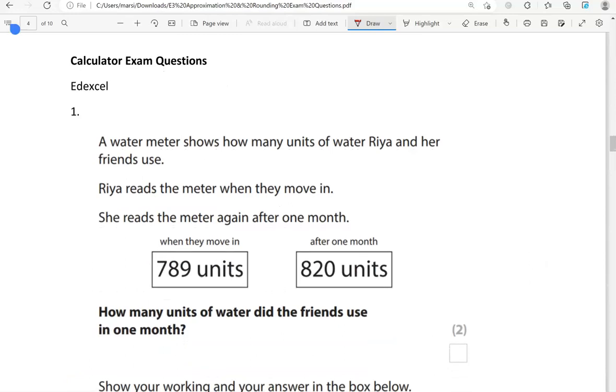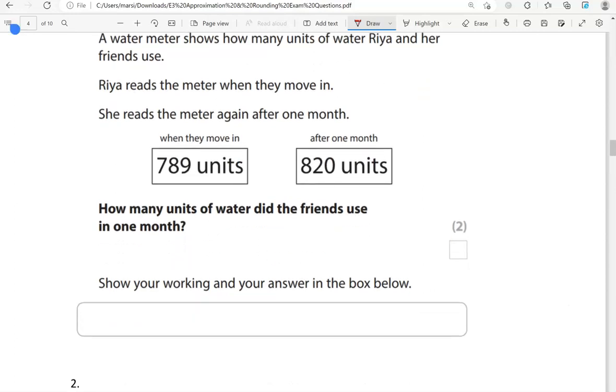From now on we can use a calculator. A water meter shows how many units of water Ria and her friends use. Ria reads the meter when they move in. She reads the meter again after 1 month. How many units of water did the friends use in 1 month? Show your working and your answer in the box below.